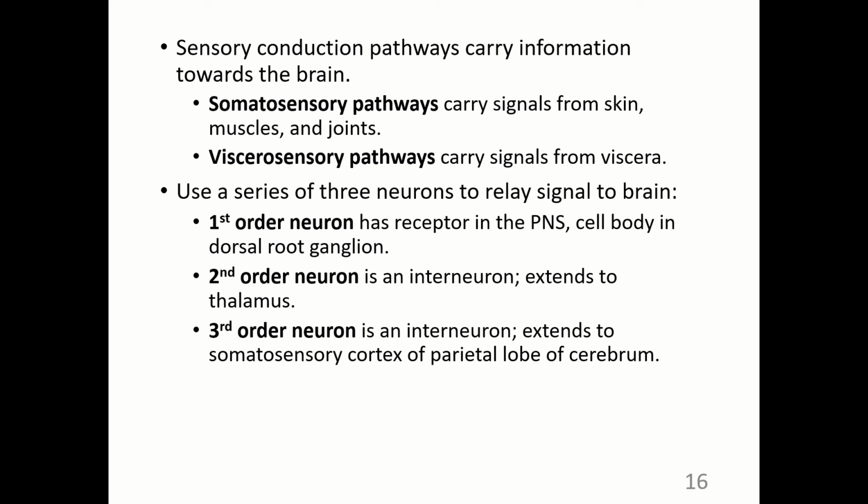The first order neuron has the receptor in the peripheral nervous system, and its cell body is in the dorsal root ganglion. The second order neuron is an interneuron and extends to the thalamus. The third order neuron is an interneuron that extends to the somatosensory cortex of the parietal lobe in the cerebrum.